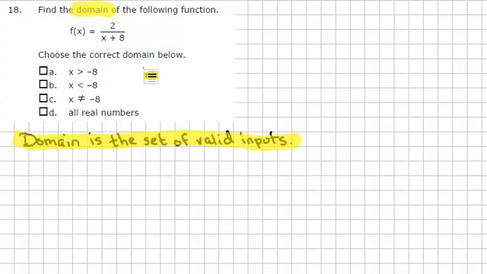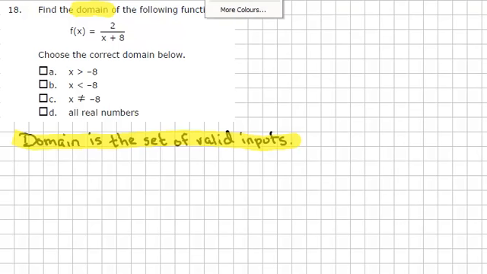So in this case what we want to notice is that our function is a fraction. What would cause a fraction to be undefined? Well, a fraction is undefined when its denominator is equal to 0. So what is the value of x that would cause the denominator of this fraction to be equal to 0? You may be able to figure it out just by inspection, but what we need to do is to make sure that the denominator does not equal 0.